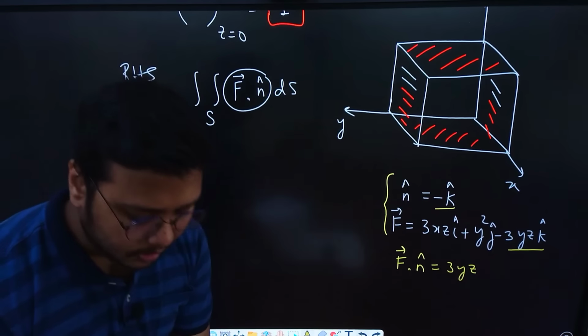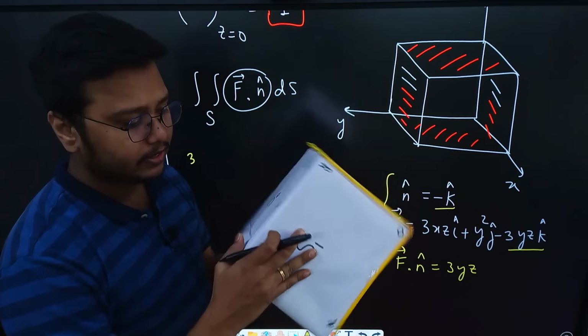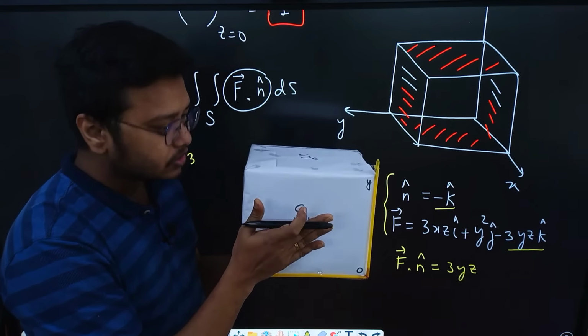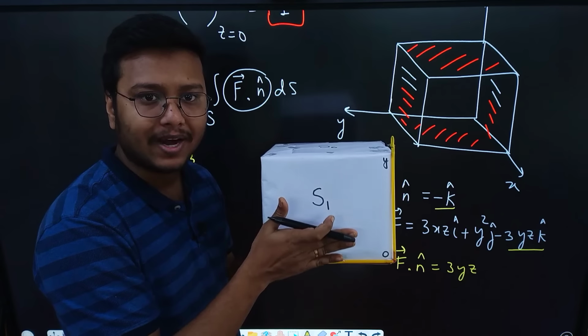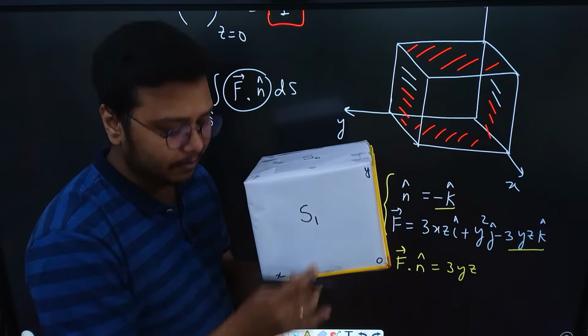Now let me again come back to the cube over here, the S1 surface. What's the equation of the S1 plane? I need the equation of the S1 plane.